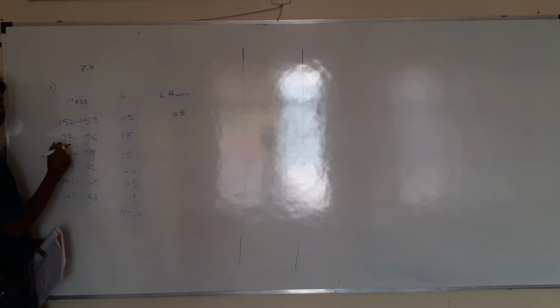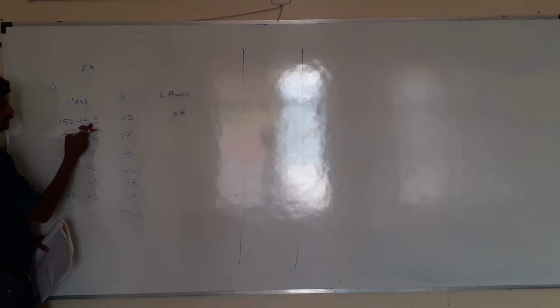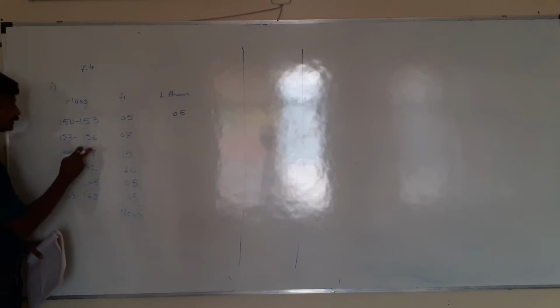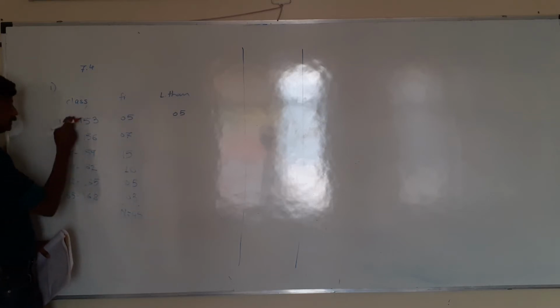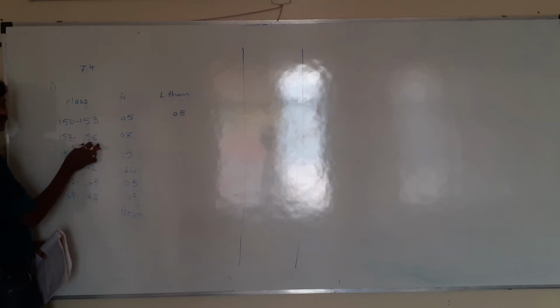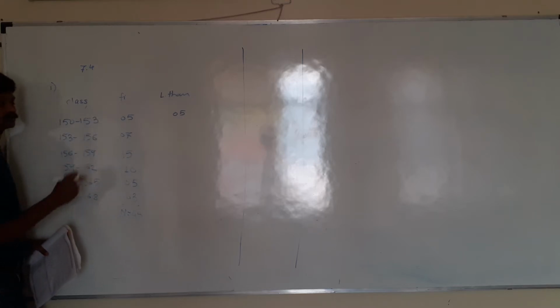Cumulative frequency less than upper class limit. Less than 153, it is 5. Less than 156. This will also be less than 156 because 150 to 153 is smaller than 156. So less than 156 means addition of both, 5 plus 7, should come there.